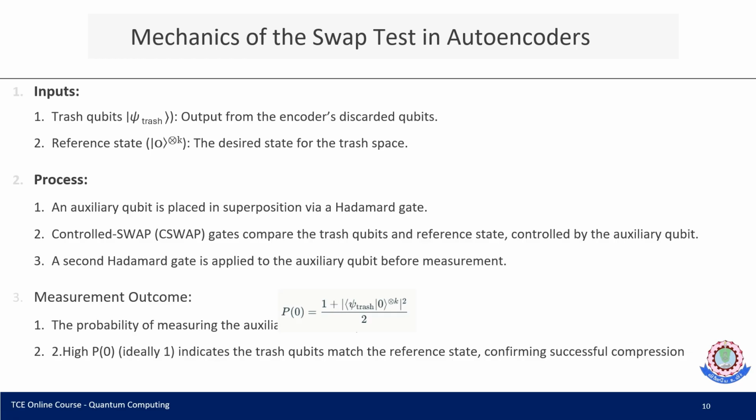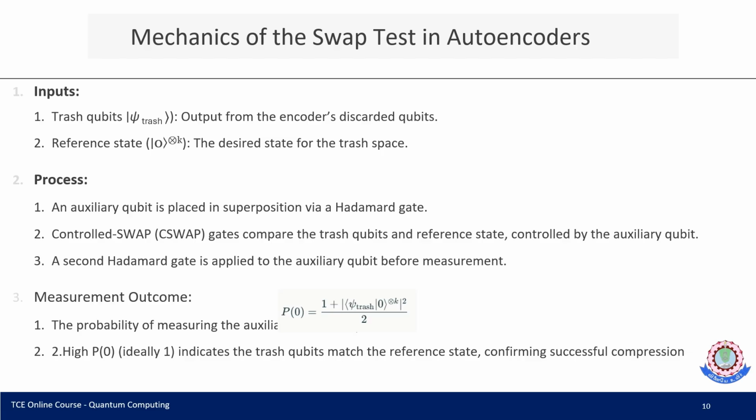Mechanism of the swap test in an autoencoder. First, the trash qubits, rho trash of psi, are the output from the encoder's discarded qubits. The reference state is the tensor product ket 0 tensor product k times, the desired state of the trash space.